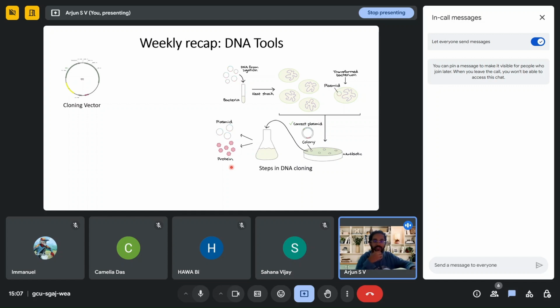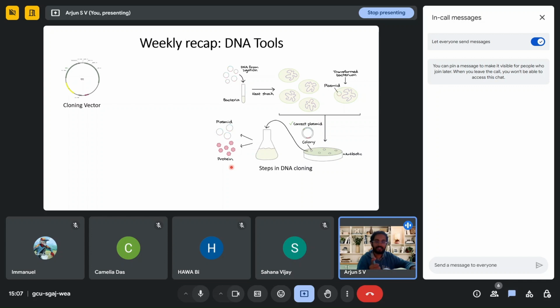So after that, what we do is we introduce our target DNA, and we add something called a ligase, which is used to bind the overhangs of the target DNA with the overhangs of the plasmid. So this results in the formation of a recombinant DNA molecule.